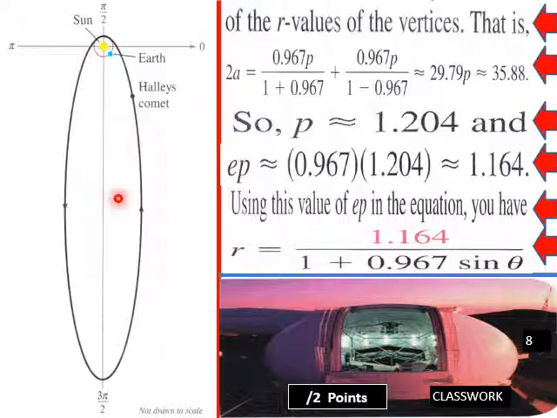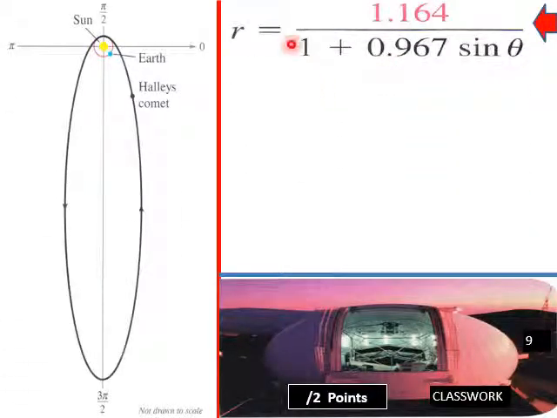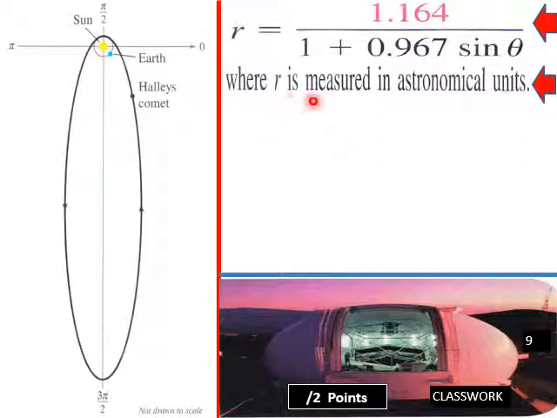So there it is. Here's your equation of this ellipse by using the r values of the vertices. So that's pretty cool how, just from that value, you can come up with a whole equation for this orbit. We're not finished yet. So r equals 1.164 over 1 plus 0.967 sine theta, where r is measured in astronomical units.